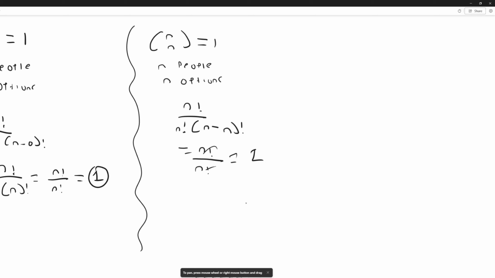Therefore we prove the same thing with two different formulas, so we can also write, therefore, nC0 equals nCn. We've proved that they're both 1 and they're both the same thing. It's a different way of saying the same thing. N people, n options. Of course, every single option only has one combination.